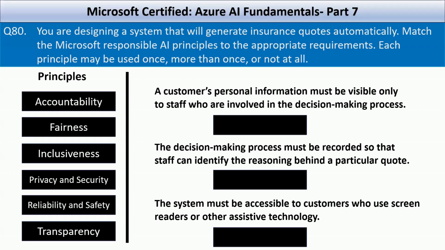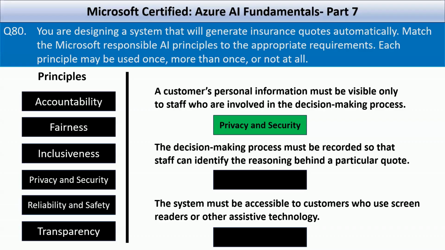Next question. You are designing a system that will generate insurance quotes automatically. Match the Microsoft responsible AI principles to the appropriate requirements. Each principle may be used once, more than once, or not at all. Now, in the principles, we have all the 6 principles. And friends, the first requirement is a customer's personal information must be visible only to staff who are involved in the decision-making process. This resonates with privacy and security principle.